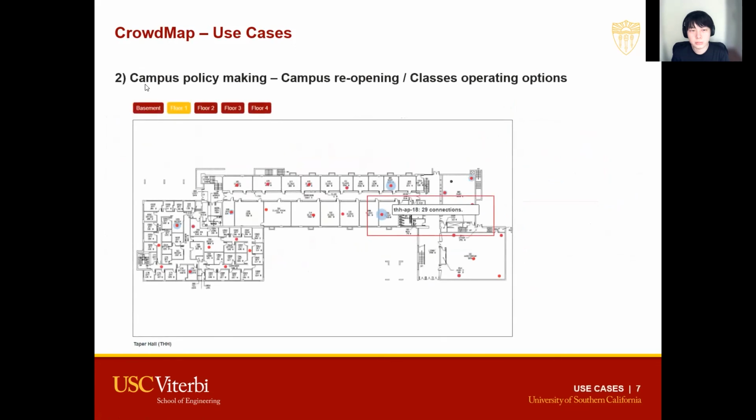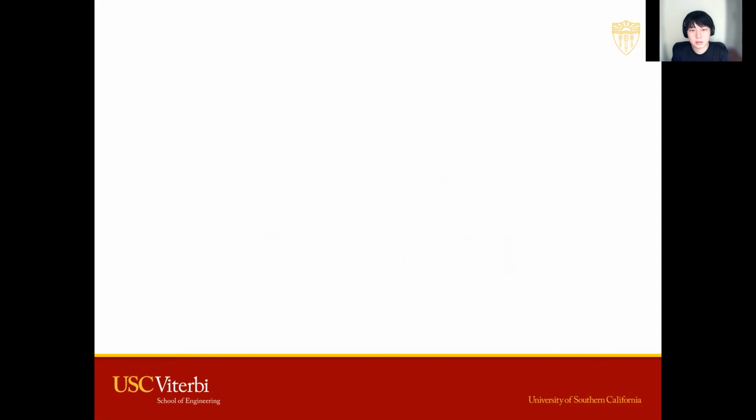Secondly, it can help with campus policy making, such as reopening decisions and class operating options. Currently, most universities hold classes in person, but we don't know how many registered students actually go to the classrooms. From our application, we can get the accurate number of connections of every classroom during the lecture period. So we can give the policymaker an estimation of the proportion of students who actually go to the classroom, so they can make a better plan for classes and classroom schedules for future semesters. So this is the presentation of our paper.